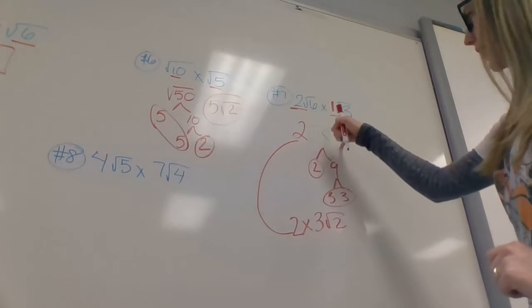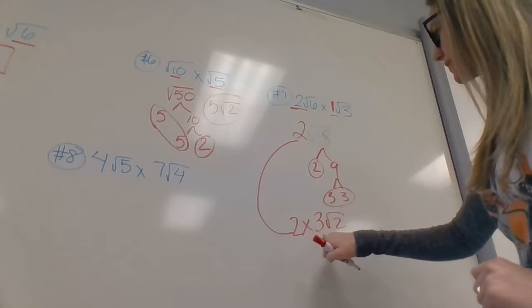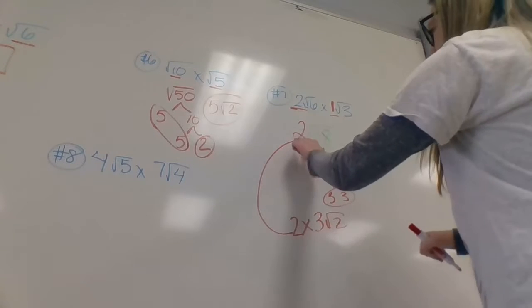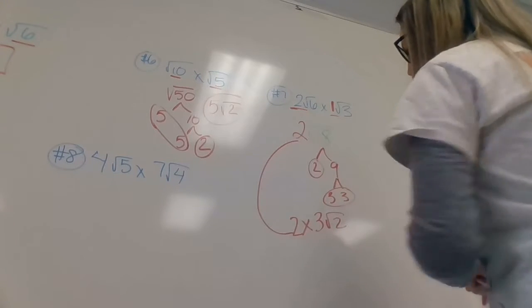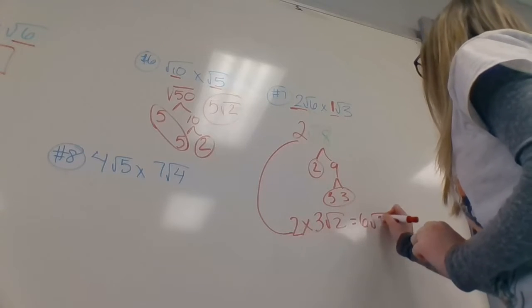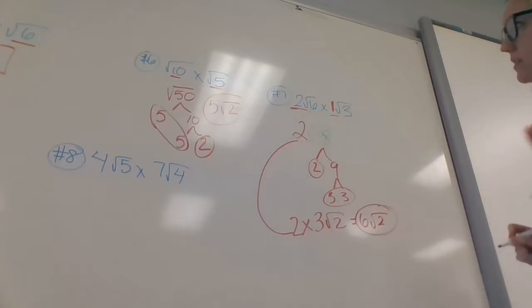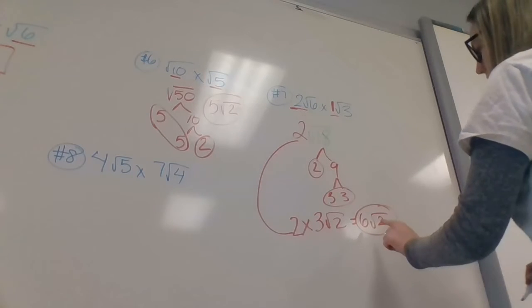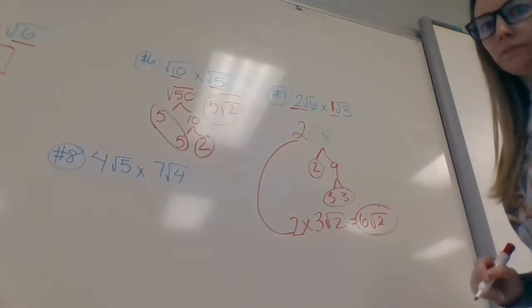I had a 2 root 18. 18 broke down into 3 root 2, so I still need to multiply this 2 out front over here. So 2 times 3 gives me 6, and I'm still left with the root 2. So my final answer then for number 7 is 6 root 2.